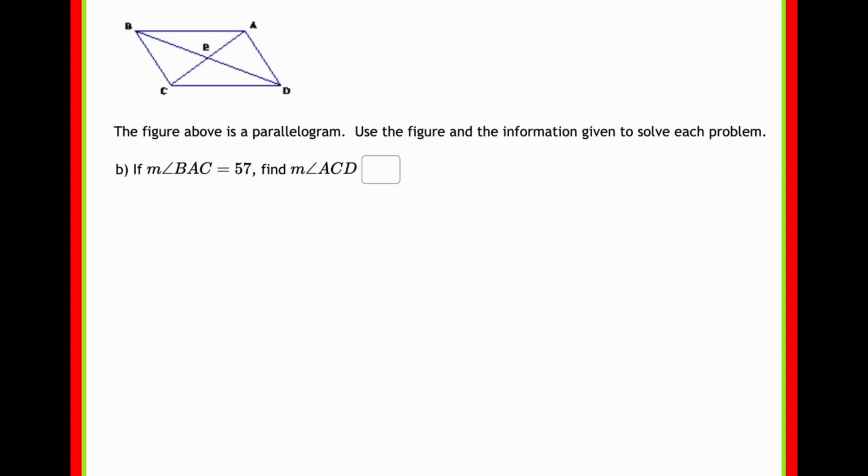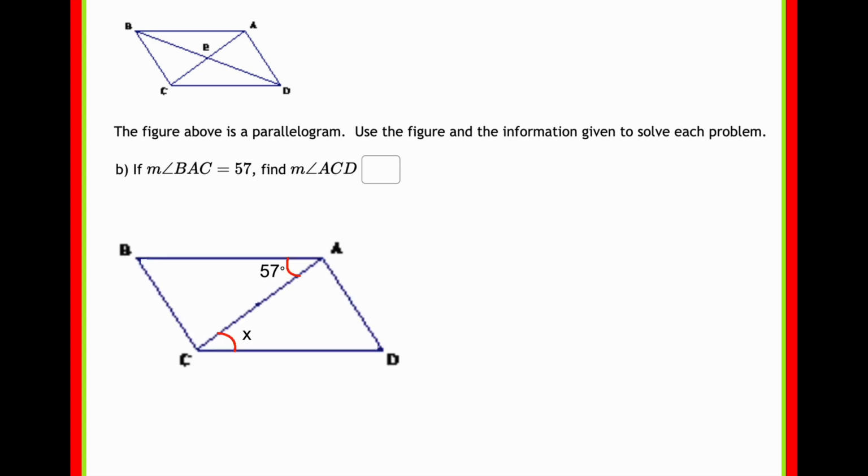Okay, let's look at part B. If the measure of angle BAC is equal to 57, find the measure of angle ACD. Let's begin by looking at our parallelogram ABCD. And we notice that angle BAC, which is this little portion right here, is 57. Find the measure of ACD, which is the angle I labeled with the letter X.